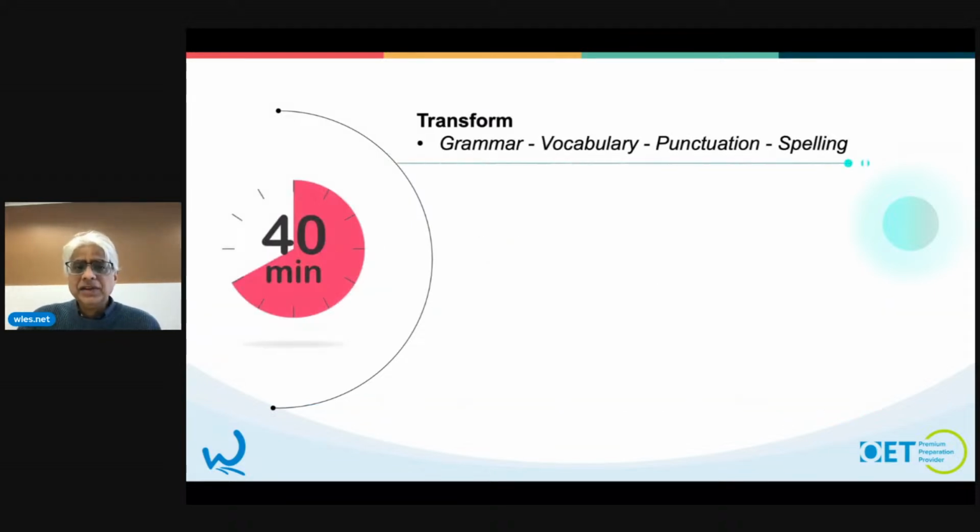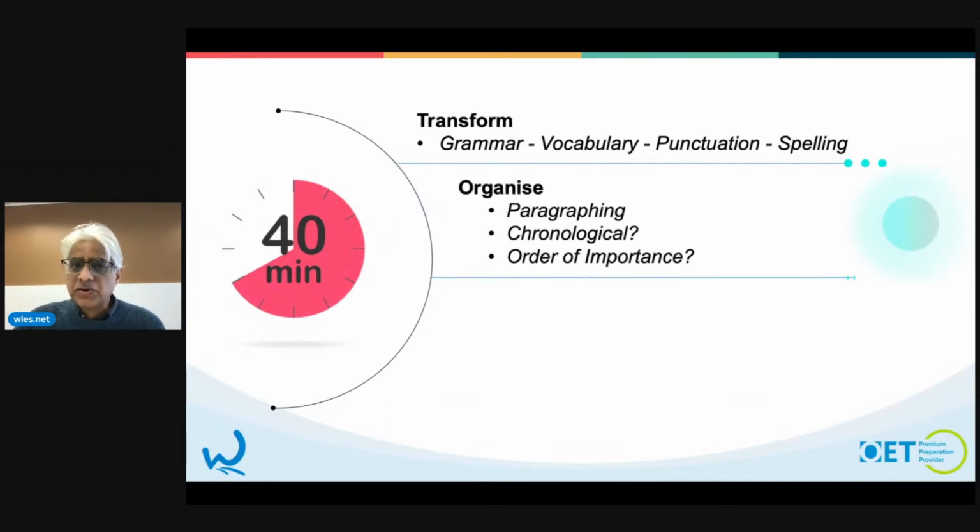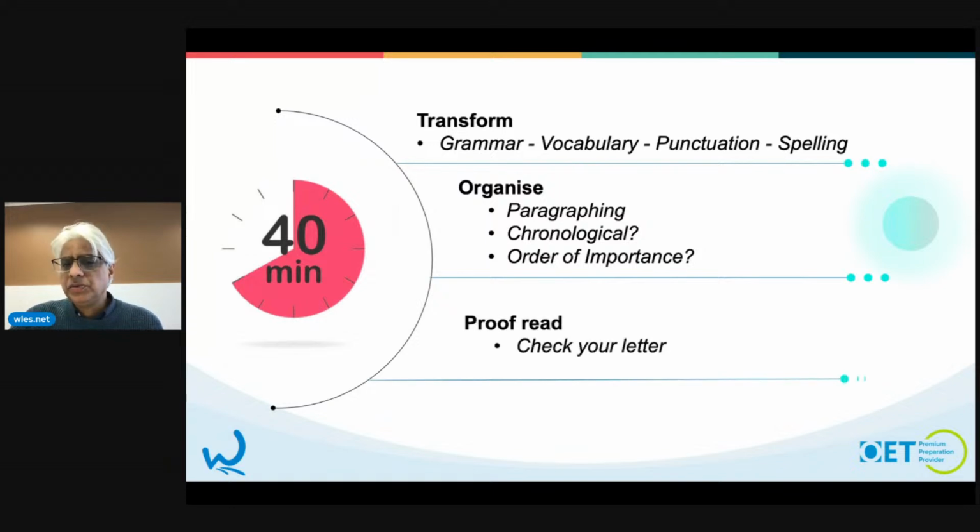Okay, and then really once you've selected, you're going to transform. This is where your grammar comes into play. We've mentioned organization, your paragraphing, and at the end, you're going to check your letter as well. We don't have time to talk about absolutely everything in this lesson. So where it says organize, and it says chronological order of importance, we can't really go into details there. That would be another lesson. But you can check us out on wles.net for more information.